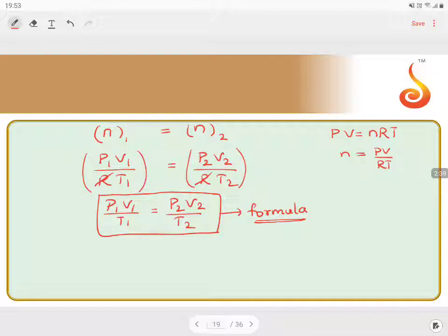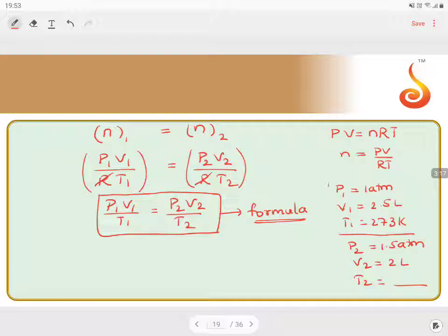So first we have framed the formula. Now let us write the data given in this particular problem. On one side we'll write P1 is given as 1 atmosphere, V1 is given as 2.5 liters, and T1 is given as 273 Kelvin. In the second container, the pressure P2 is adjusted to 1.5 atmosphere and V2 is changed to a 2-liter container, and now we have to find T2. This is the question.